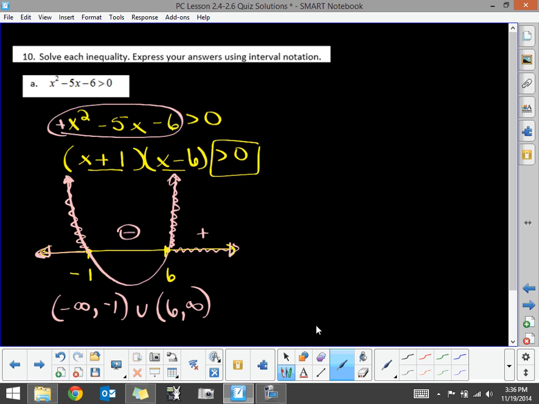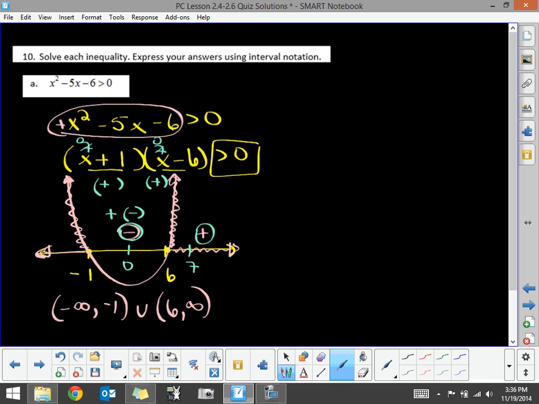We could also use the interval line test, just to show you this is part of that overall larger picture of polynomials. We could put in a number to the right of 6, and if I put in a 7 in each location, we'll get a positive number times another positive number, and positive times positive is positive. So I'm just reaffirming that it is going to be positive. In the middle, if I put in a 0, I'd have 0 plus 1, which is positive, and then 0 minus 6, which is negative, and positive times negative is negative, so I'm just reaffirming that's negative.